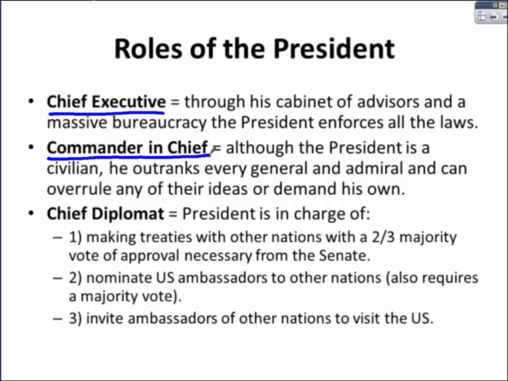Commander-in-chief. As commander-in-chief, the president outranks every general and admiral in the military and can overrule any of their ideas or demand his own ideas. Even though he is a civilian, he is in charge of all the military. As chief diplomat, the president is in charge of making treaties with other nations, although they must be approved with a 2/3 majority vote of the Senate. The president nominates U.S. ambassadors to other nations, which also requires a simple majority vote.